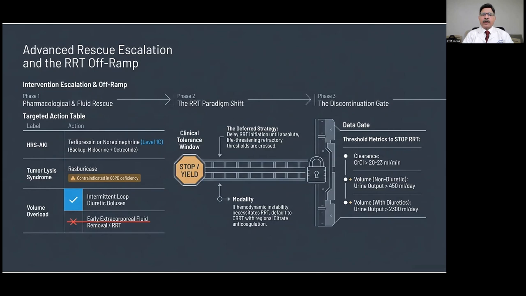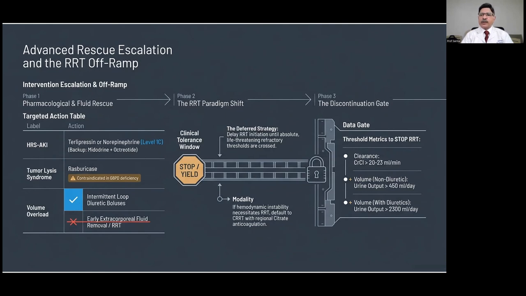Now, clinical tolerance window, deferred strategy: delay RRT initiation until absolute life-threatening refractory thresholds are crossed. Modify modality: if hemodynamic instability necessitates RRT, default to CRRT with regional citrate anticoagulation. Okay? And data gate, threshold metrics or stop RRT.